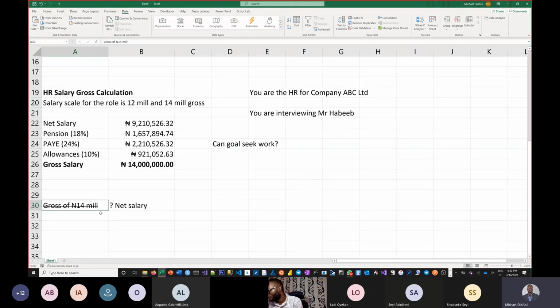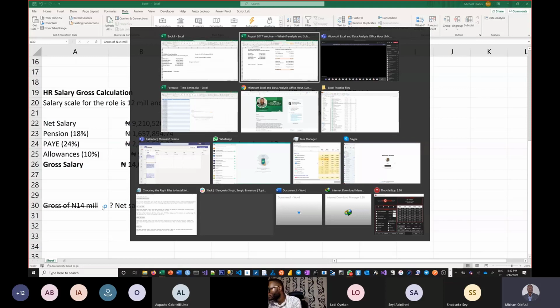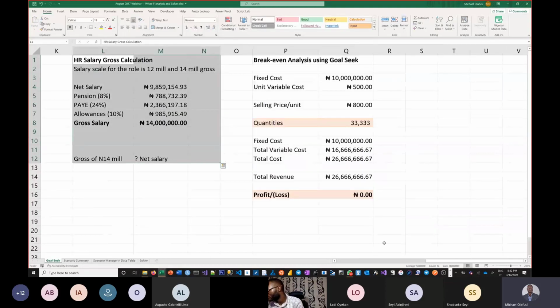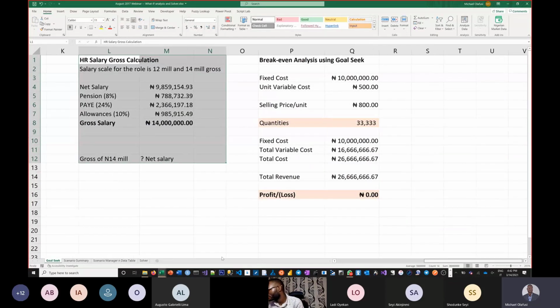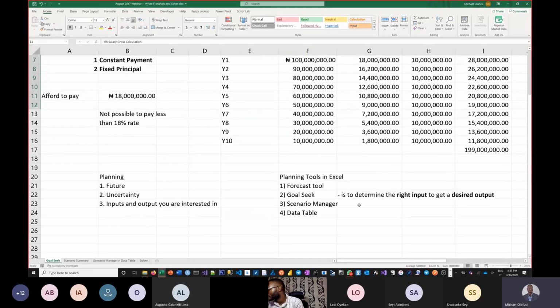So the takeaway from this is that goal seek helps us whenever we have a situation where the output is desired. You just want Excel to tell you the right input, and you must have done a kind of calculation that relates the inputs to the outputs. So goal seek will be working towards the answer for you. So clear? Great. So goal seek, that's what it does.